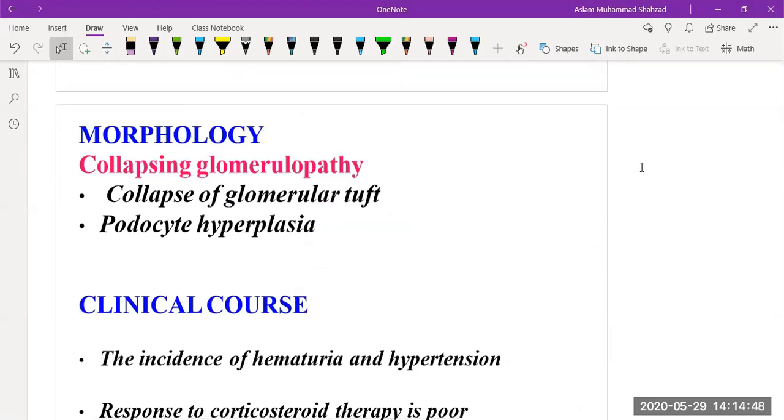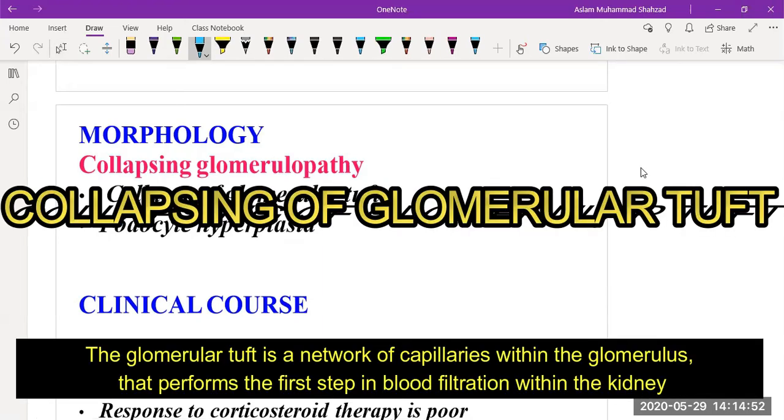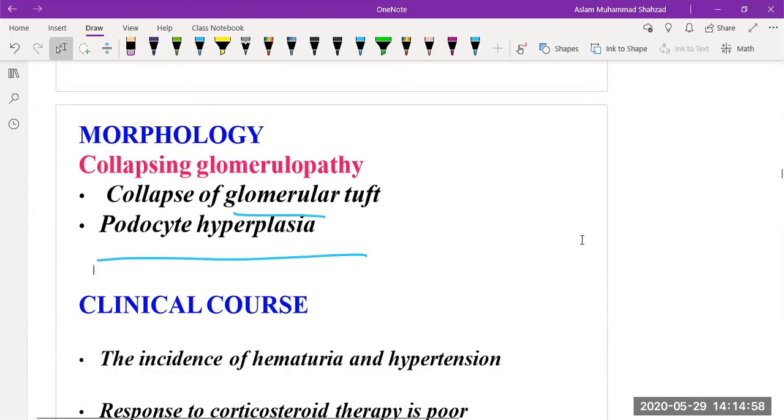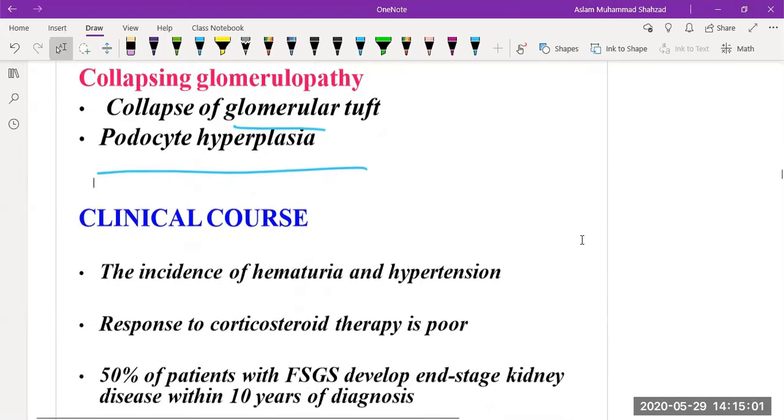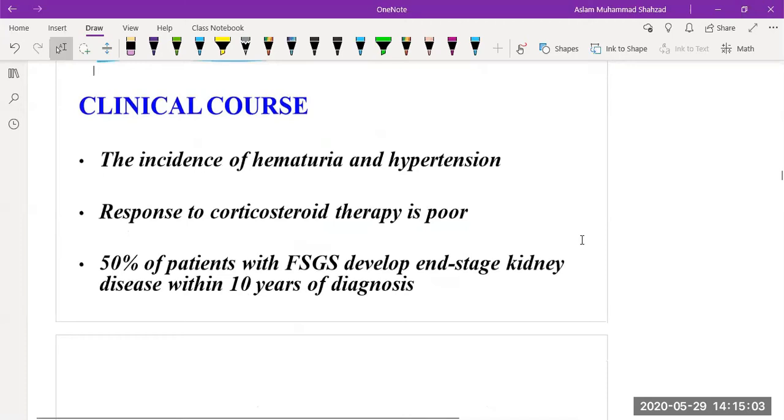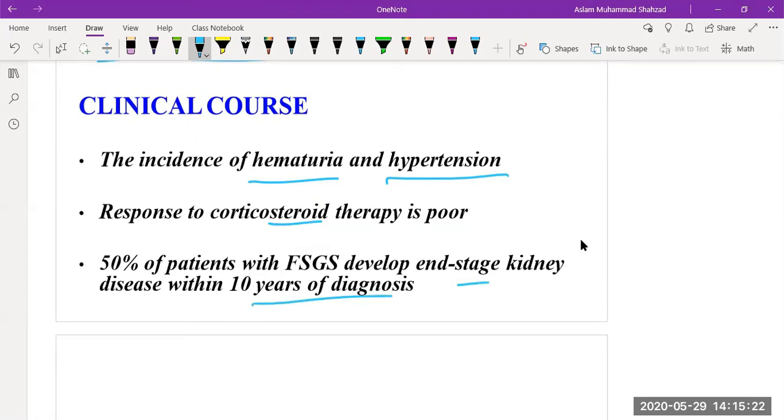So the morphology is collapsing glomerulopathy, collapse of the glomerular tuft, and podocyte hyperplasia. So there will be enlargement of the podocytes and then collapse of the glomerular tuft. The clinical course will be an increase of hematuria and there will be hypertension. The response to corticosteroid therapy is poor. 50% of those with focal segmental glomerulosclerosis develop end-stage kidney disease well within 10 years of diagnosis.